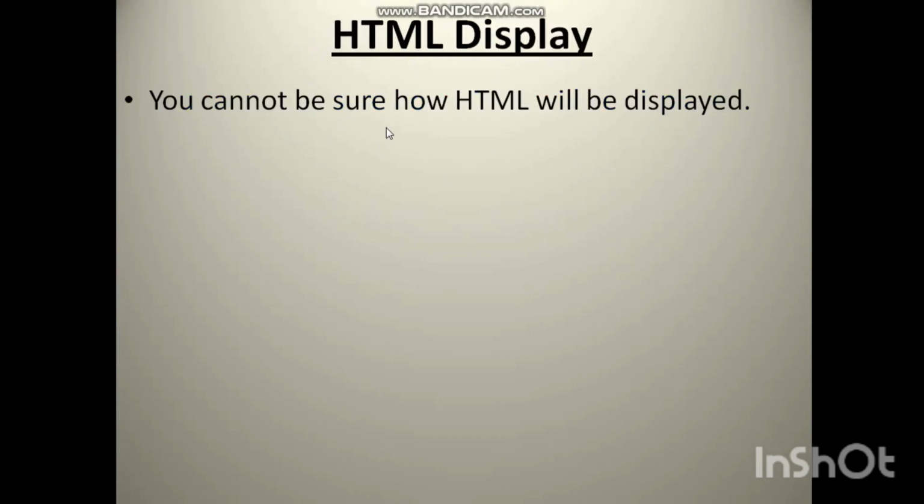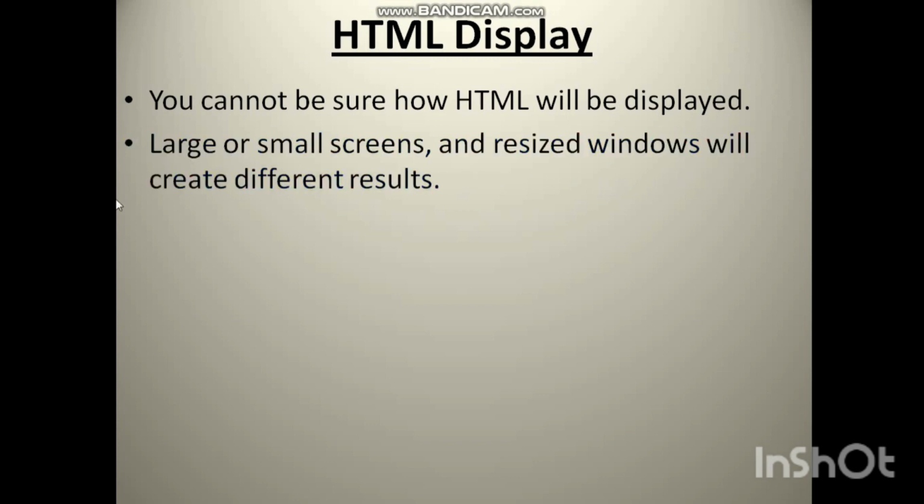Next one, HTML display. With HTML display, you cannot be sure how HTML will be displayed. Large or small screens and resized windows will create different results. This means the screen resolution is a very important thing in a website. Someone will use tabs, someone will use small smartphones, someone will use a laptop screen or PC screen. Their screen resolution is different. Large or small screens, the window will resize according to its needs.